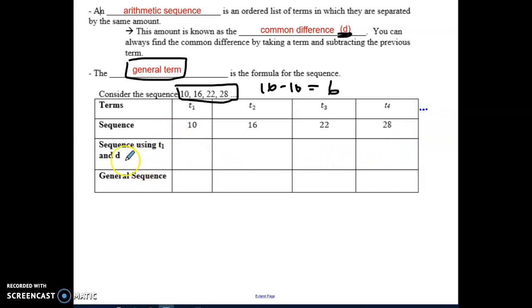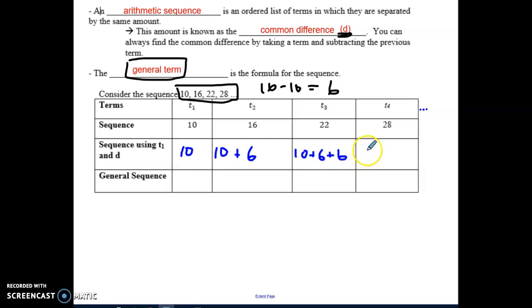So now let's think about this using T1 and D. If I'm using T1 and D, for the first term we just have T1. For the second term, we have T1, but we're going to add on 6 because 6 is the common difference, and that's how we get 16. For the third term, we add a 6, but then, because that took us to term 2, we have to add another 6 to get to term 3.